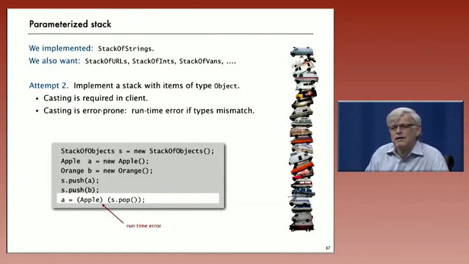So in this example, we have two stacks, one of apples and one of oranges, and then it's up to the client, when it pops something off the apple stack, to cast it to Apple to keep the type checking system happy. The problem with this is that the client code has to do this casting, and it's kind of an insidious bug if it doesn't quite get it.